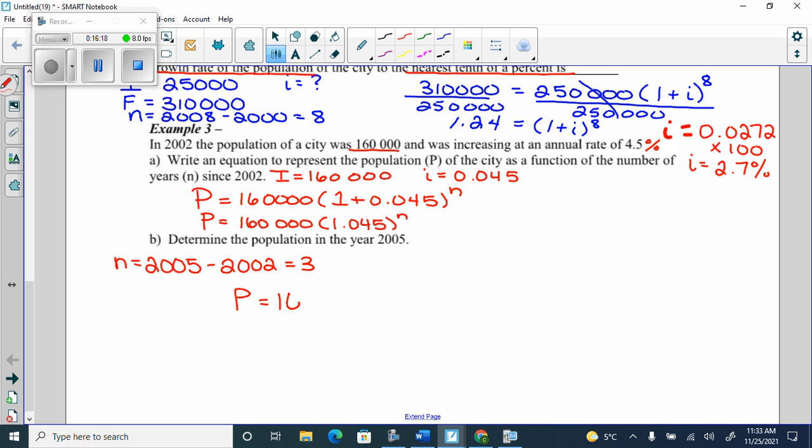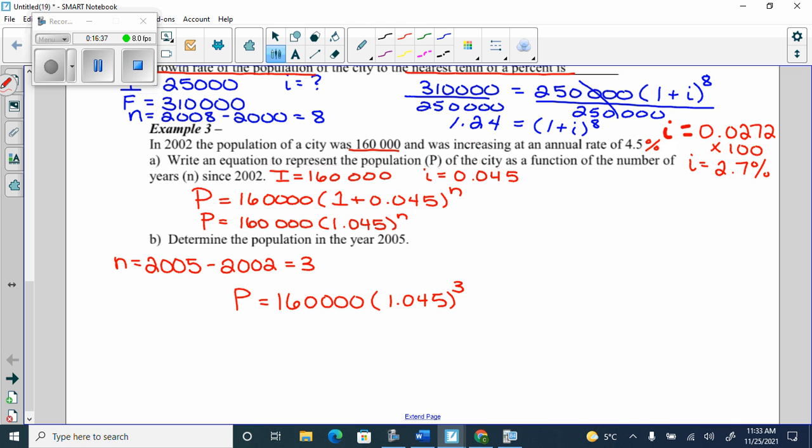So I go 160,000, 1.045. Now question, should this number be bigger? Should the population be bigger, or should the population be smaller than 160,000? Bigger. It should be bigger because it's growing, which is why I did 1 plus, right?